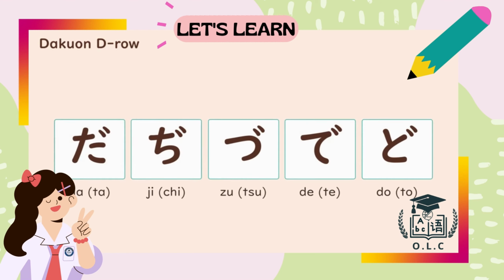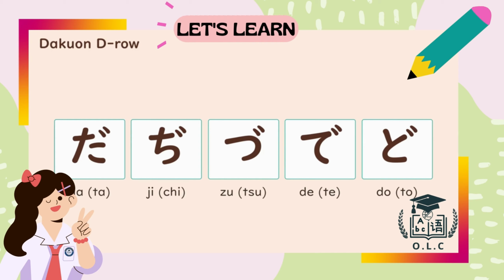So when we put tenten on characters in T row, it becomes a D row. However, some of the consonant sounds are pronounced differently. Listen to the sounds of these characters. Da, ji, zu, de, do. So as you could hear, we put tenten on each character in T row, and the consonant sound is read as a voiced D sound.